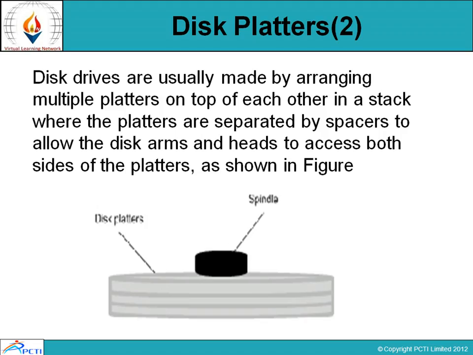Next, about the disk platter. We have studied that it is usually made by arranging multiple platters on top of each other. The multiple platters are separated by spacers to allow the disk arm and head to access both sides of the platter. That's shown in the figure here. The disk platter and spindle move over this.